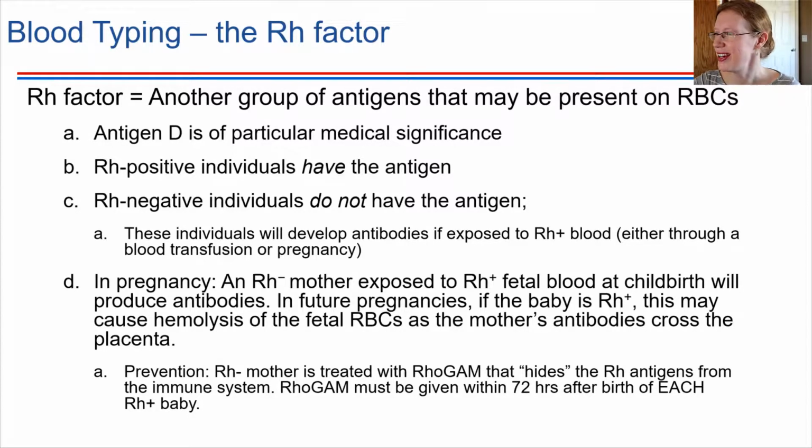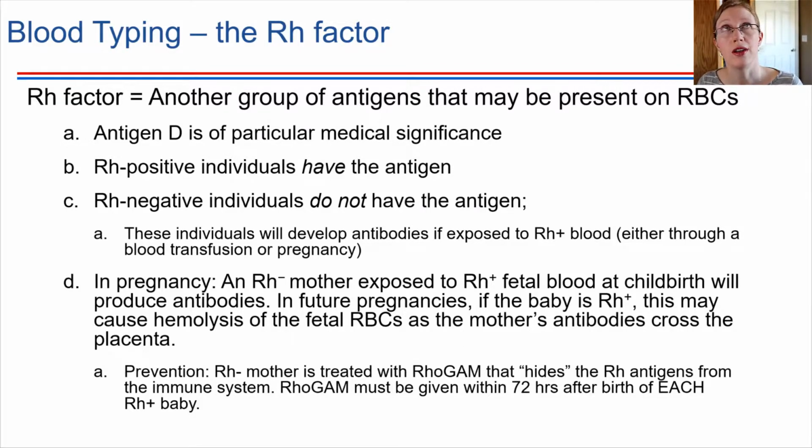So RhoGAM hides the Rh antigens from the baby's blood. It just blocks them so that the mother's immune system can't see it, and so she doesn't develop antibodies. If the mother does not get this treatment, then it's possible that she'll only be able to have that one first child and not have future children, which is a sad thing if she wants to have more kids. So anyway, RhoGAM within 72 hours of the first childbirth.